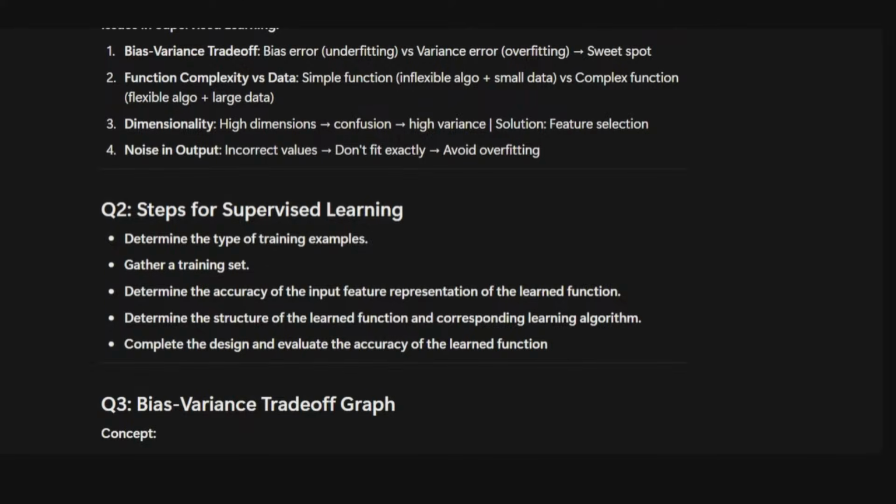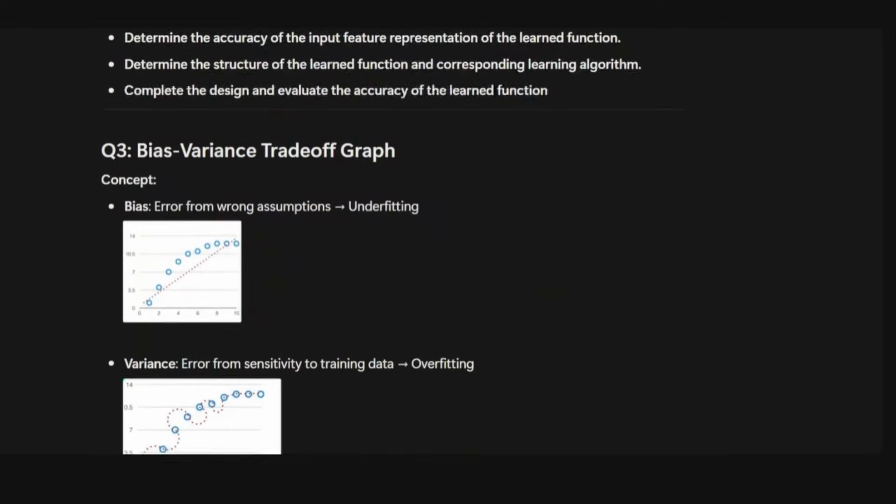After which, let's say you've determined that they are compatible, you will complete the design, and then you will evaluate the overall accuracy of your function. Is it performing well? Then you will conclude supervised learning there. But if it has not, then you will redo all the steps until you get the desired accuracy. So that is the steps of supervised learning.